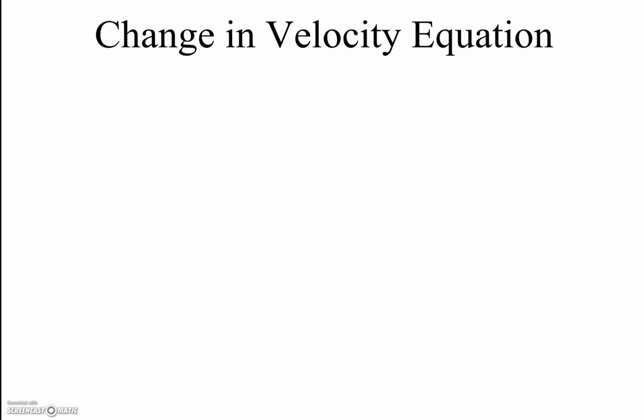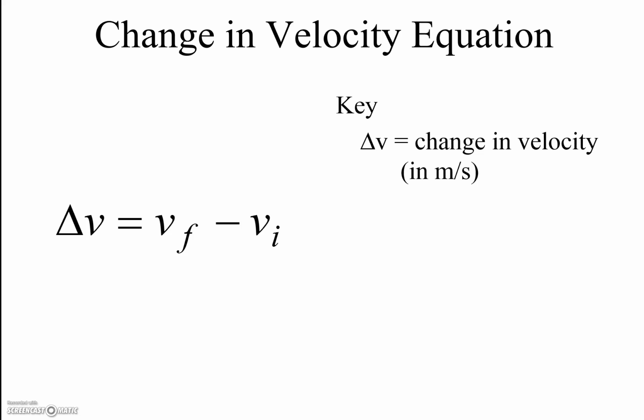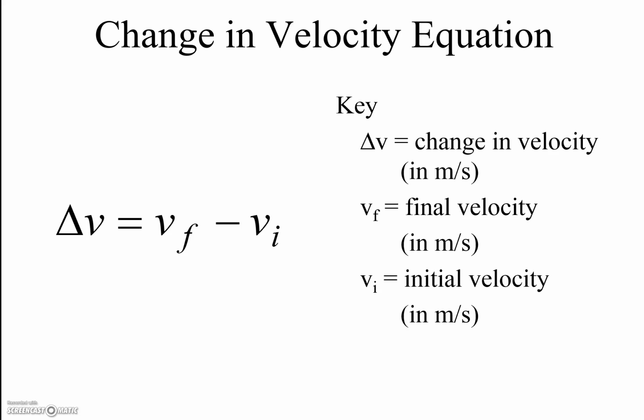Let's look at our change in velocity equation. We know that that triangle stands for delta, or change in. So our change in velocity equals our VF minus our VI. Again, that delta V means the change in velocity, which is in terms of meters per second. The VF stands for the final velocity, and that's also in meters per second. And the VI is the initial velocity in meters per second.